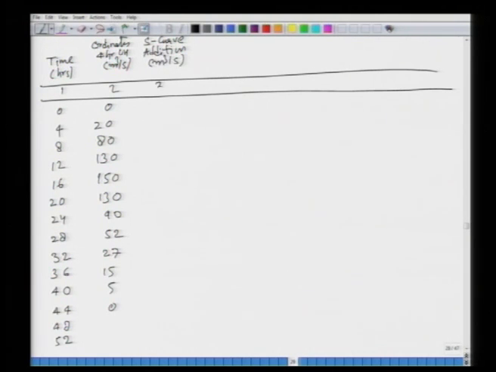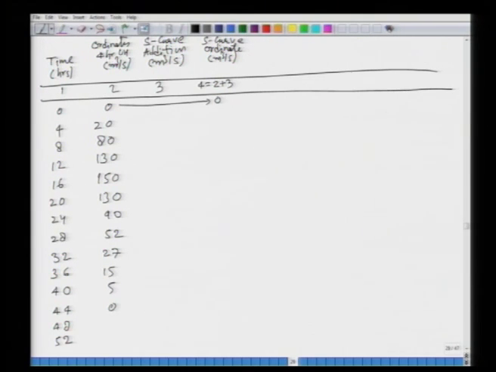Let us call it column number 3, and the next column is going to be your S curve ordinate directly, and this is going to be in meter cube per second. This is your column 4, which we say is equal to column 2 plus column 3. So, the first entry we just throw here. This is your ordinate, you are transferring it here.